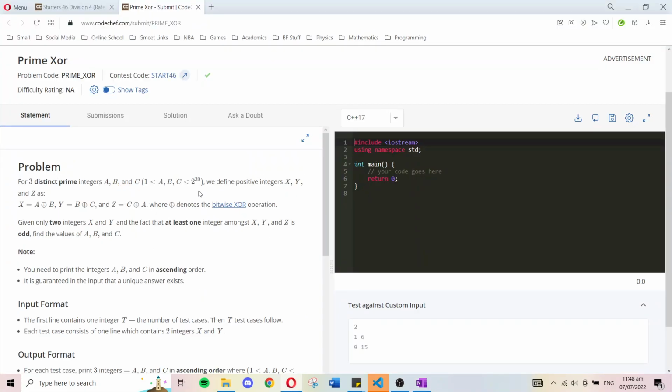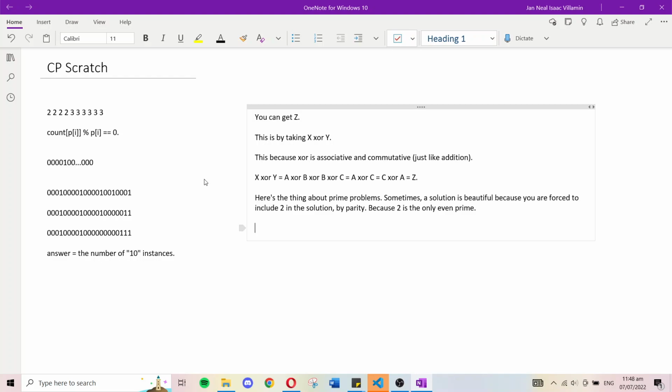Okay, so how do we attack this? Let's examine x and y. There are actually four cases, right? Because 0 XOR 0 equals 0, 0 XOR 1 equals 1, 1 XOR 0 equals 1, and 1 XOR 1 equals 0. Just a review. So there are four cases.